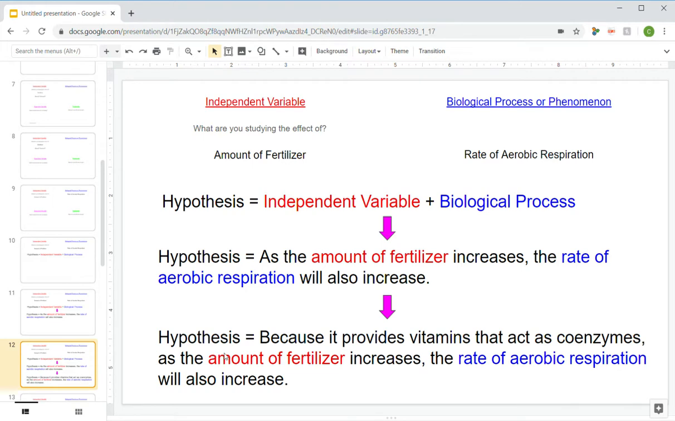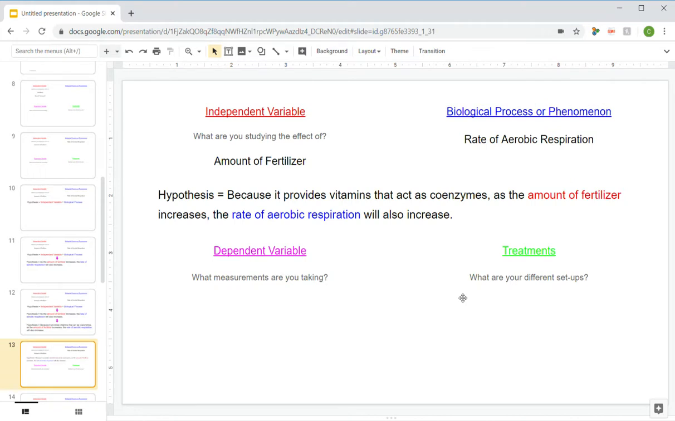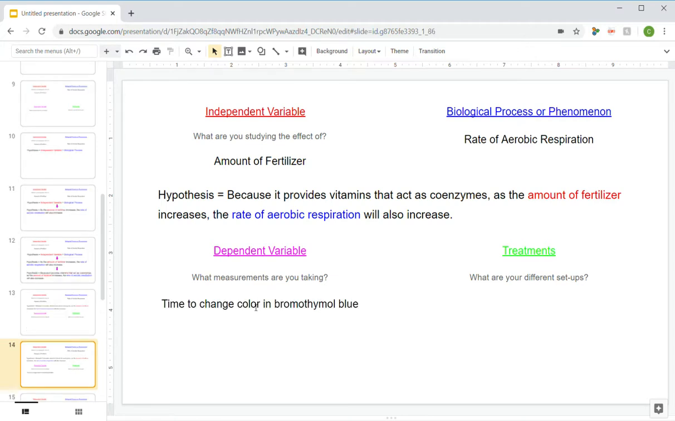All right, so cool, we got that. So let us look at the next statement that we need. We did our hypothesis, so now we need to do our predicted result. And the predicted result is going to marry the dependent variable with the different treatments that we have set up. So, what measurements are you taking, or how are you measuring respiration this week? You're looking at the time to change color in the bromothymol blue. You have your chart, and every 15 minutes you're going to make notes about what your bromothymol blue looks like. So that's what you're measuring this week.